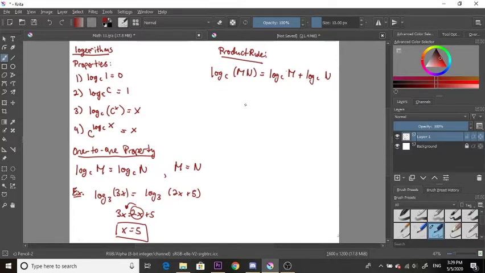Now the next rule is going to be the same thing, but instead of multiplication, it's going to be division. And we call that the quotient rule. So log base c of m over n will be rewritten in a similar format to this. Instead of an addition, it's going to be a subtraction. So log base c of m minus log base c of n.